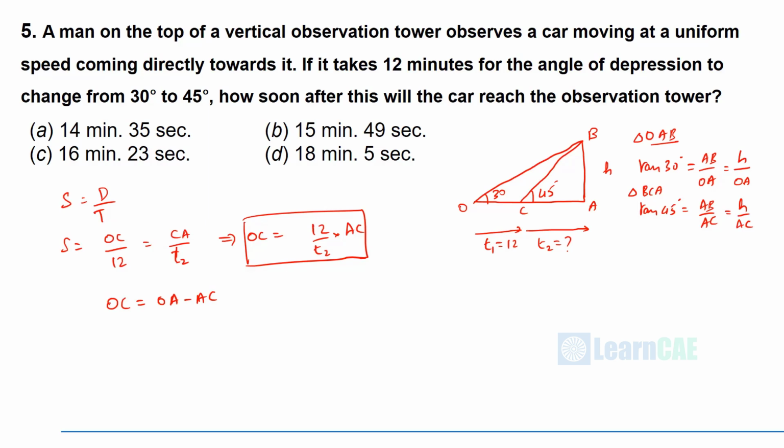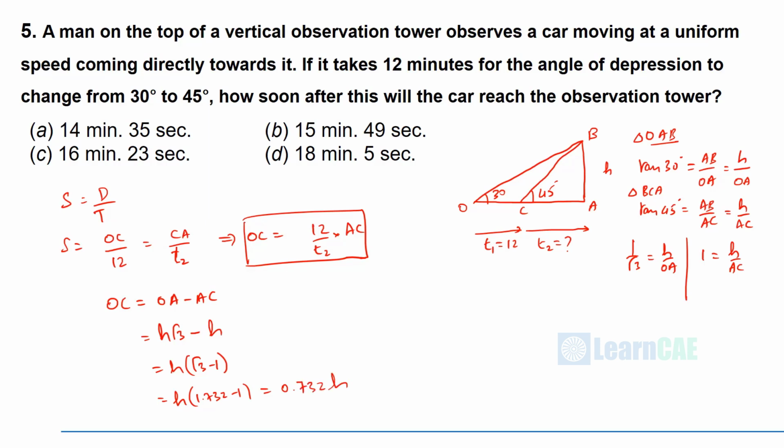Now we shall substitute OA and AC from this equation. Tan 30 is nothing but 1 by root 3, which is equal to H by OA, and tan 45 is equal to 1, which is equal to H by AC. So we shall substitute the values. OA is nothing but H root 3 minus AC is equal to H. This is equal to H into root 3 minus 1. This is H into 1.732 minus 1. This is equal to 0.732 H.